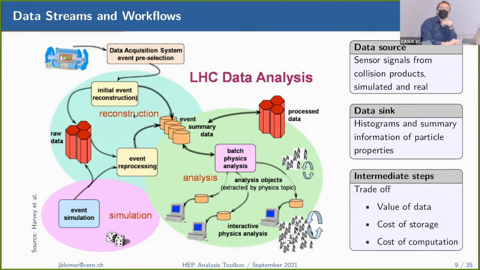And these are relatively central processes of computing. And then you have analysis groups distributed all over the world who take analysis objects, so data sets that are already pre-processed, to do analysis. At the very end, of course, you get publications. So you have a huge data compression, if you will, from the petabytes of input data to papers and plots at the end.